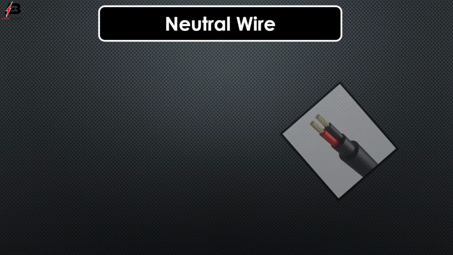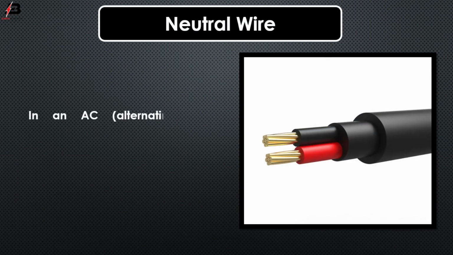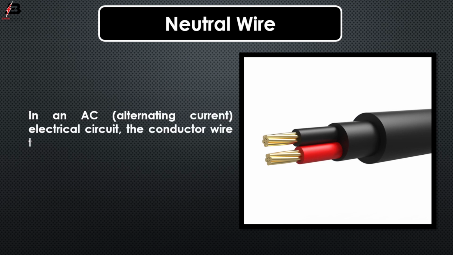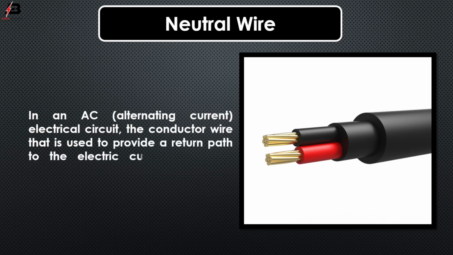So viewers, let's start. Neutral wire. In an AC (alternating current) electrical circuit, the conductor wire that is used to provide a neutral path to the electric current is known as neutral or neutral wire.